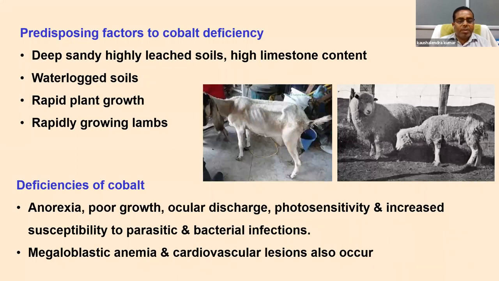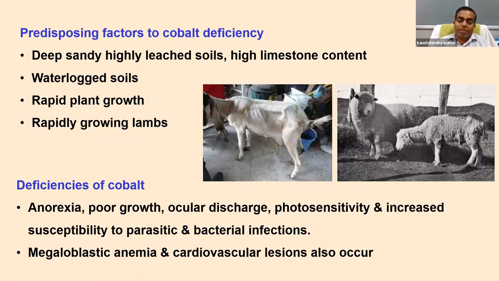What happens? Anorexia may develop, and feed intake will reduce. Feed intake is directly associated with growth performance, so there will be poor growth performance of the animal. Continuous ocular discharge and photosensitivity may arise, along with increased susceptibility to parasitic problems and infection due to poor immunity.